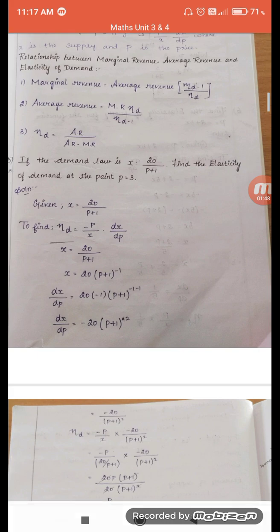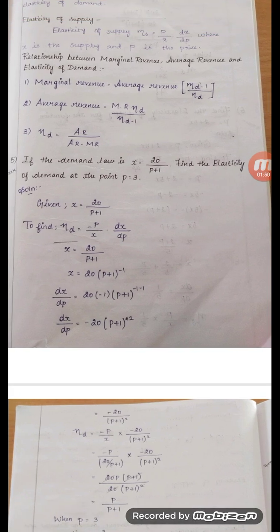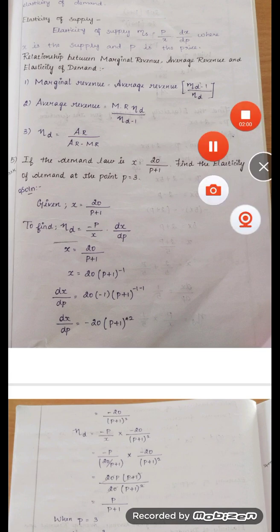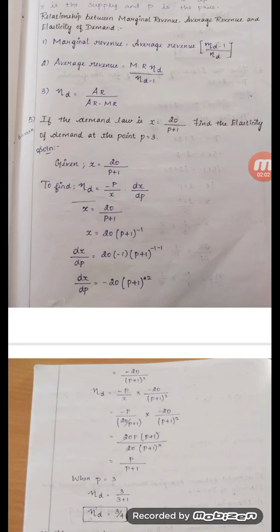The first problem is, if the demand law is x is equal to 20 by (p plus 1), find the elasticity of demand at the point p is equal to 3. Here the given function is x is equal to 20 by (p plus 1). We know the ηd formula is minus p by x dx by dp. First we have to differentiate x with respect to p.